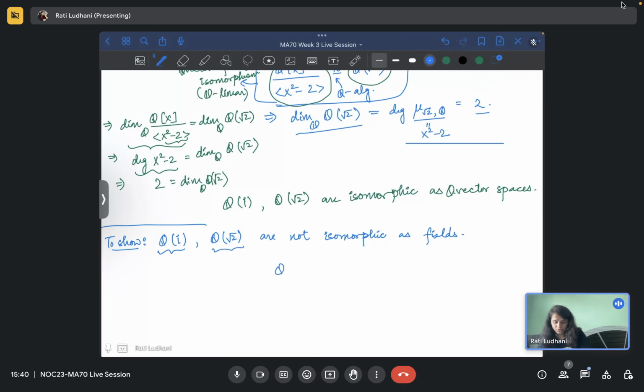So what do we need for a field isomorphism? For a field homomorphism, what should we prove, or what should we know? Phi is a field homomorphism if it is a ring homomorphism. Ring homomorphisms and field homomorphisms are the same, with fields in place of rings. So phi should preserve addition and multiplication.